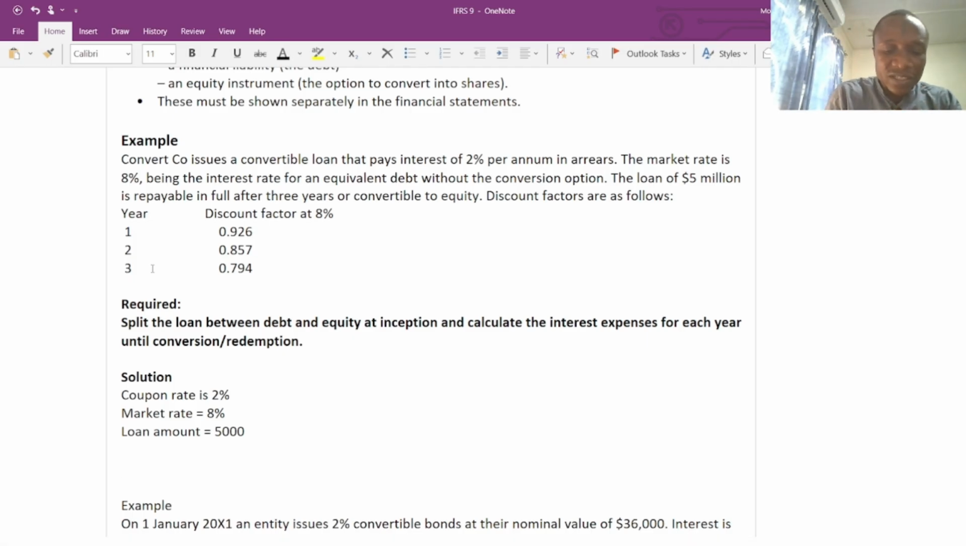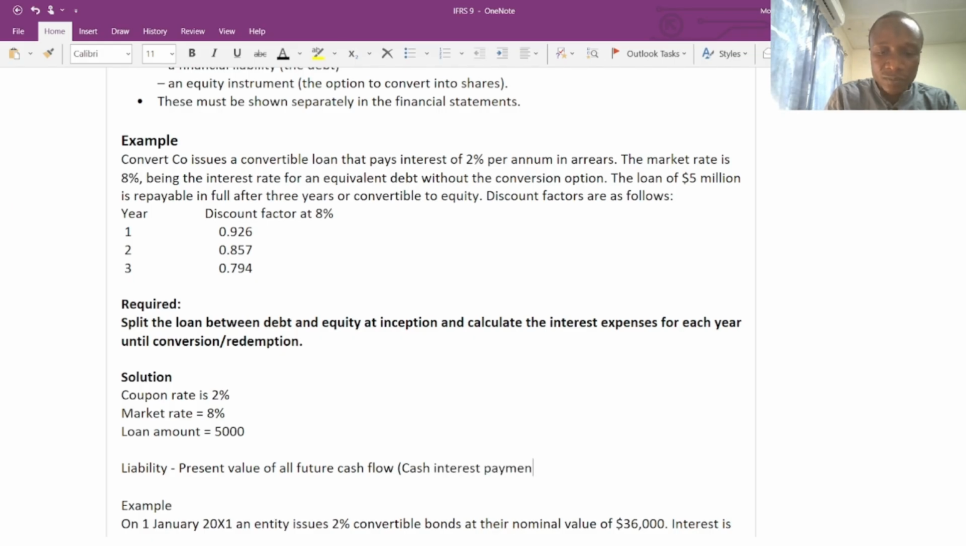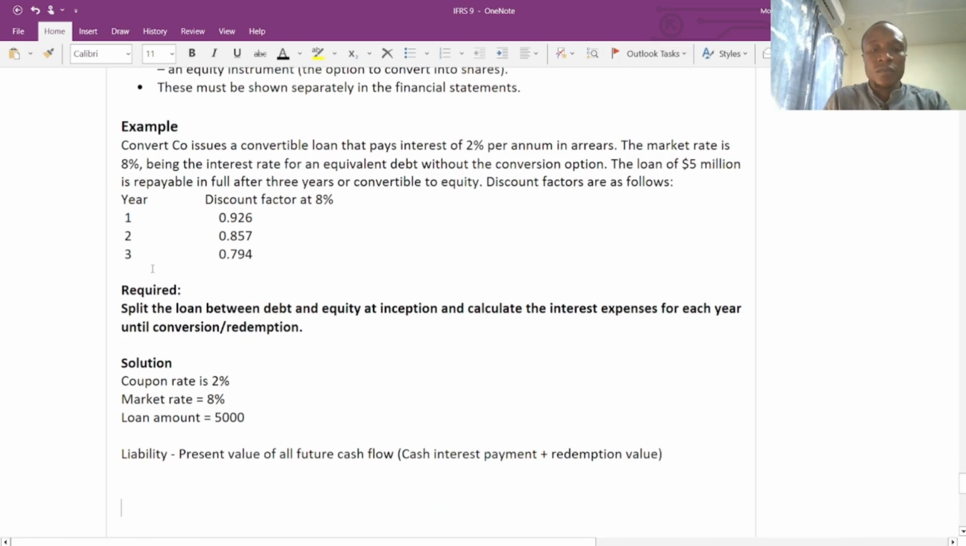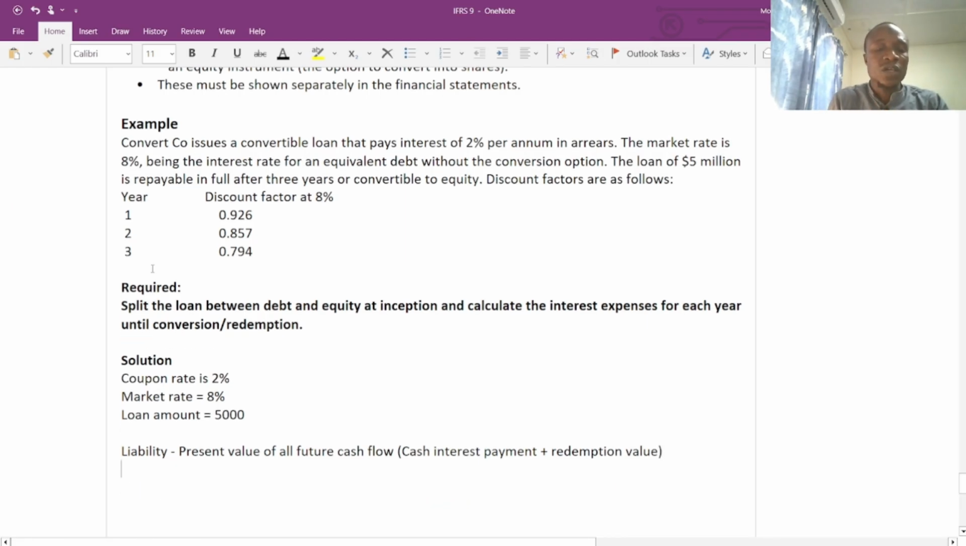So now, for the liability, this will be the present value of all future cash flow. So when talking about future cash flow, it means the cash interest payment and the redemption value. Very important. This is how we are going to calculate the present value. So we need to determine the cash flow, right? So we are going to determine the cash flow.